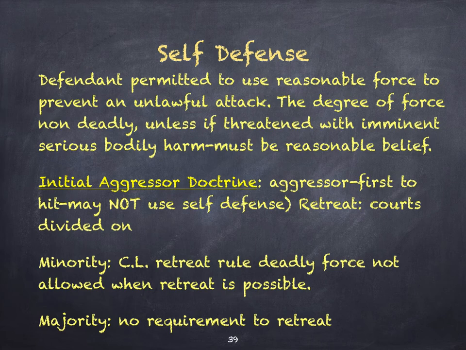Self-defense. A defendant is permitted to use reasonable force to prevent an unlawful attack, but the degree of force is usually non-deadly unless they're threatened with imminent serious bodily harm, and it has to be a reasonable belief. There's also the initial aggressor doctrine. Basically, if you started it and you're holding a gun to somebody and then they whack the gun out of your hand, you're the initial aggressor. So you can't use that defense.